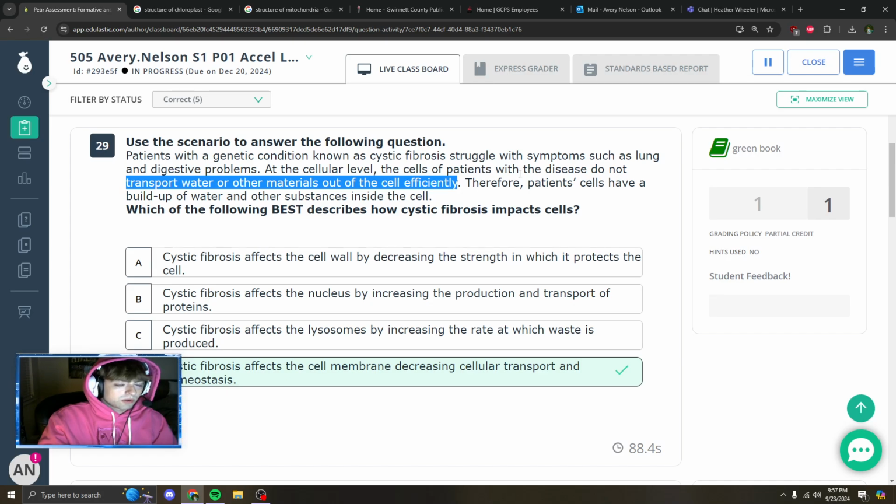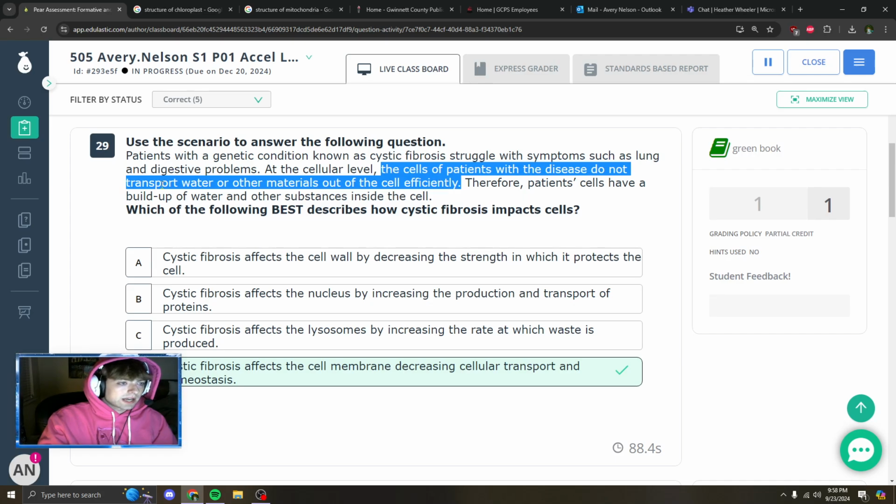So to me, what I think tripped up my students was hearing the word buildup, right? Because when we hear buildup, we think, maybe something isn't getting rid of waste properly. So could it be the lysosomes? That was the second most chosen answer here. But the key part of this passage was the cells of patients with the disease do not transport water or other materials out of the cell efficiently.